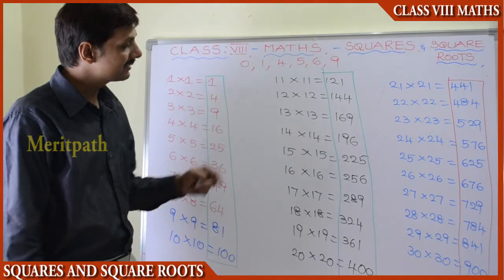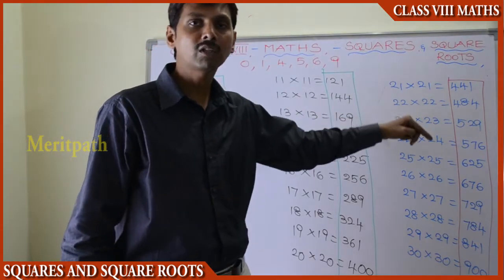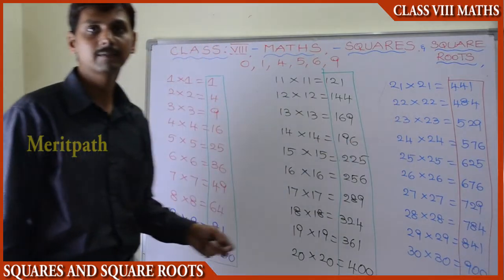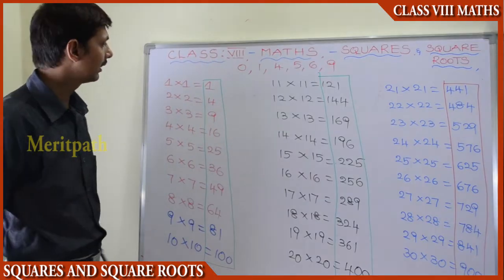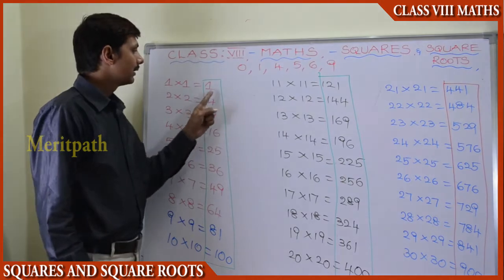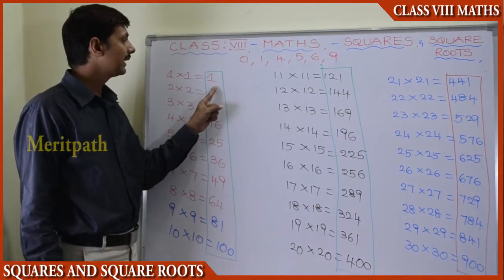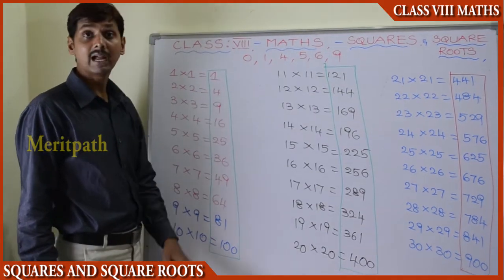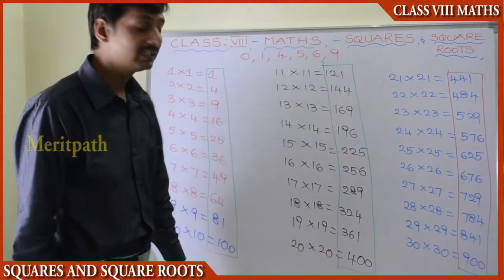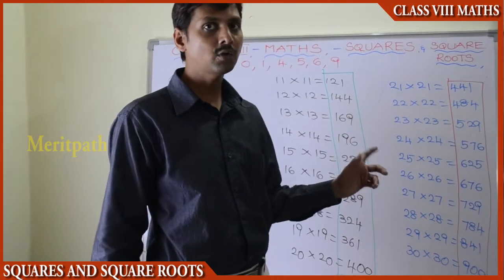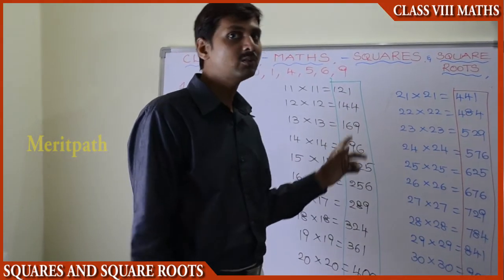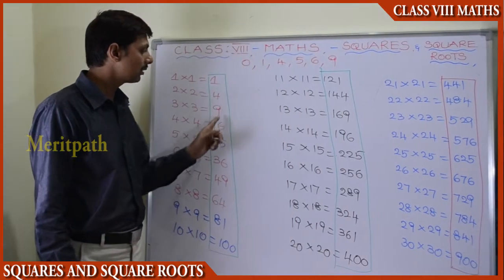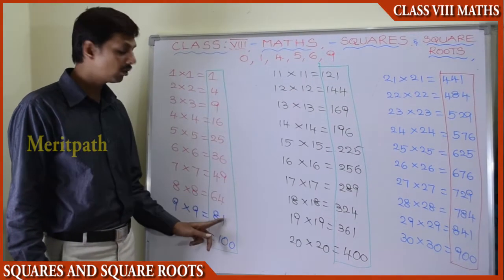And if you take 31 to 40 and 41 to 50, we also get the same numbers. So the unit places of the square numbers end with 0, 1, 4, 5, 6 and 9. When we find the square numbers from 30 to 40, 40 to 50 and 50 to 60, we get the same unit places: 1, 4, 9, 6, 5, 6, 9, 4, 1, 0.